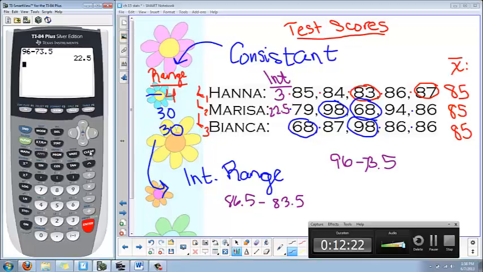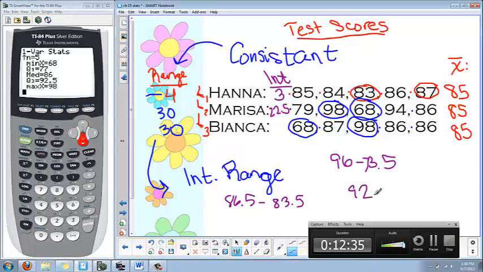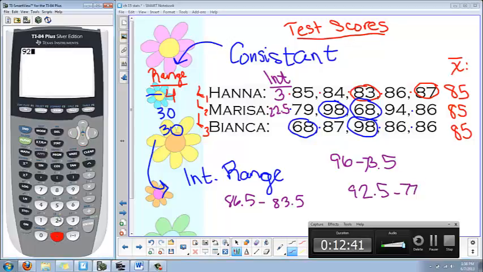Alright, so let's look at Bianca's scores. Stat, calc, one variable stats. Let's take a look in L3 this time. And Bianca's interquartile range goes from 92.5 to a 77. 92.5 to a 77. 15.5.